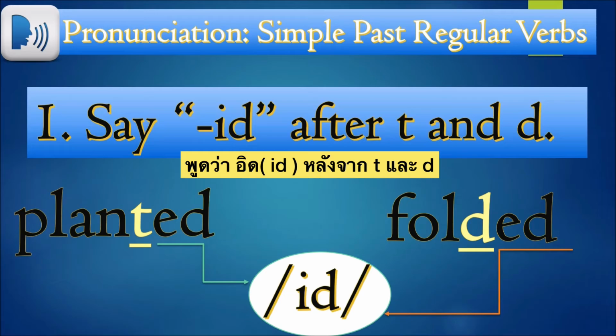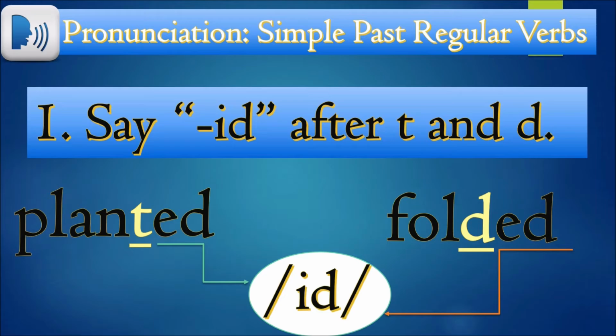Okay. If the last letter of the verb is T or D, the ed sound is id. Okay? So for example, here we have plant. The last letter of the word plant is T, right? So the ed sounds id. So we'll say planted. Okay? So, one more time.